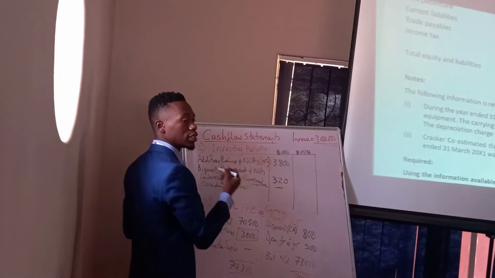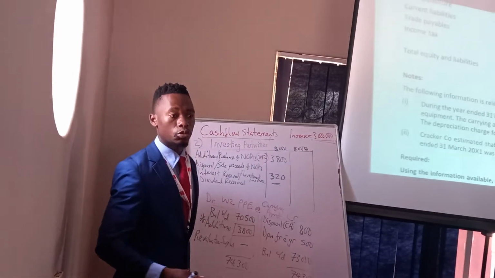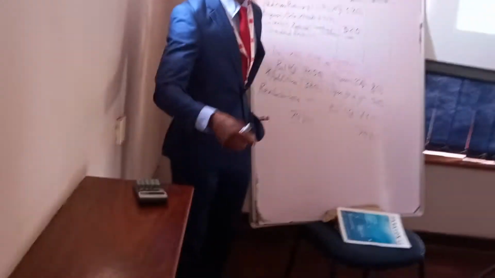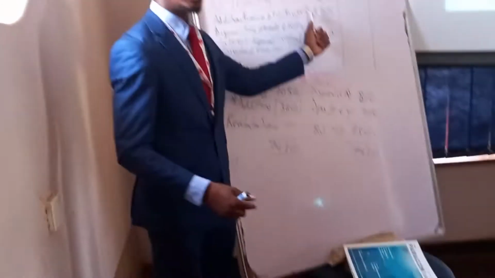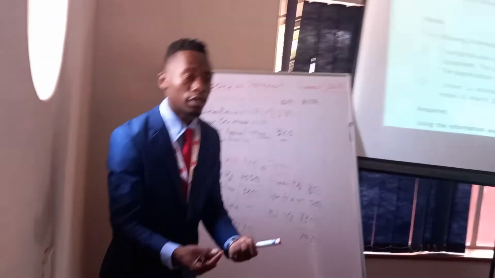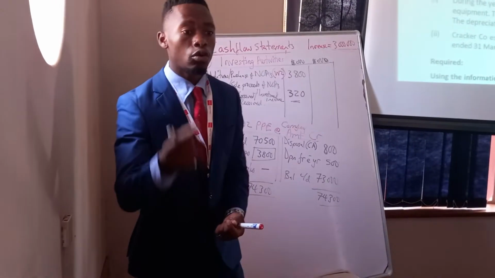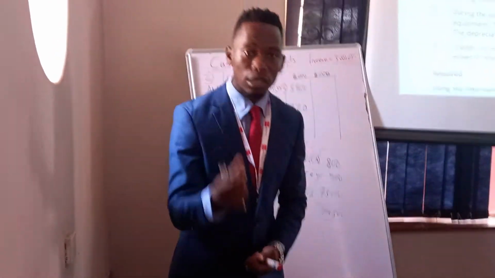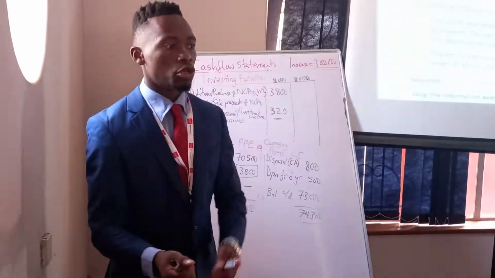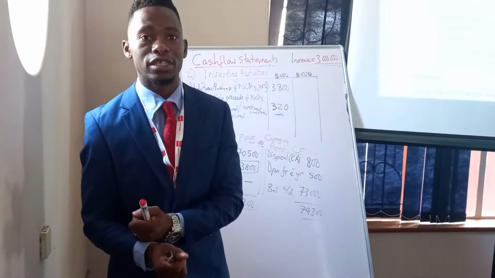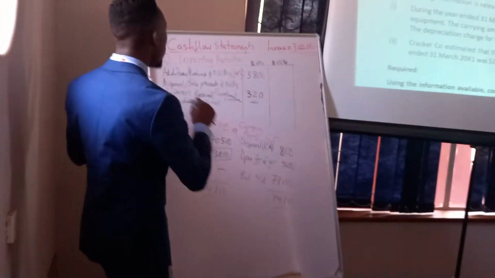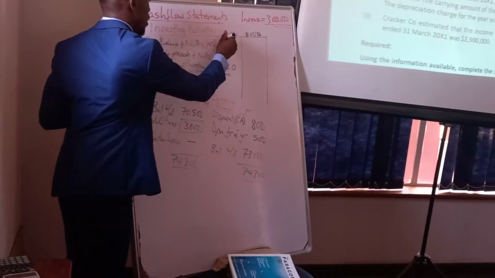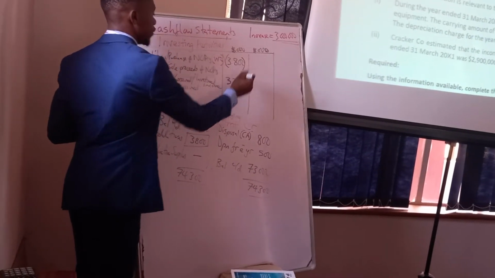But guys, acquisition, these are the assets that were acquired. Most people make the mistake of recording this as positive. If it's an inflow, we add. If it's an outflow, we deduct. So the 3,800 was an outflow. So we acquired, guys, so I'm going to record it as negative.